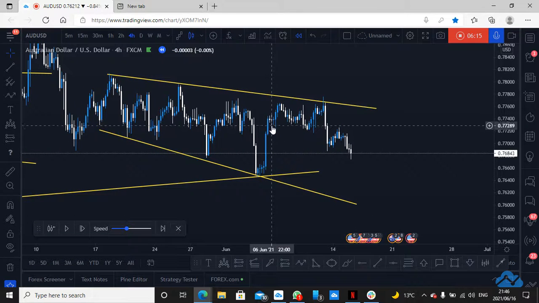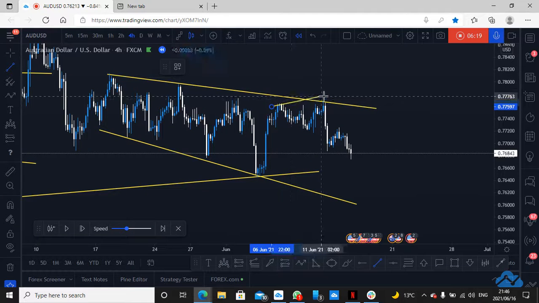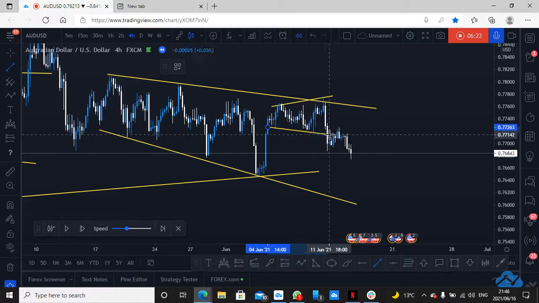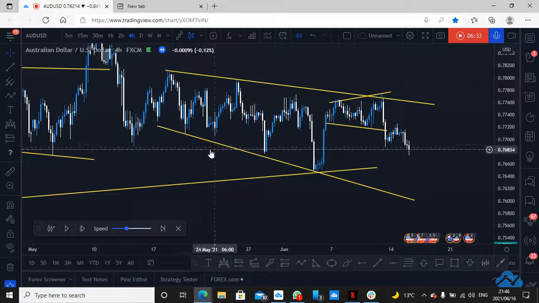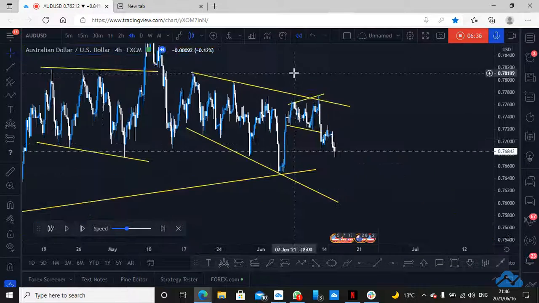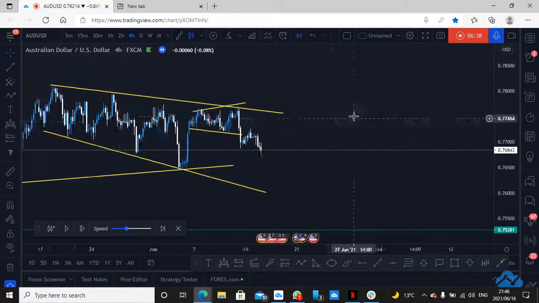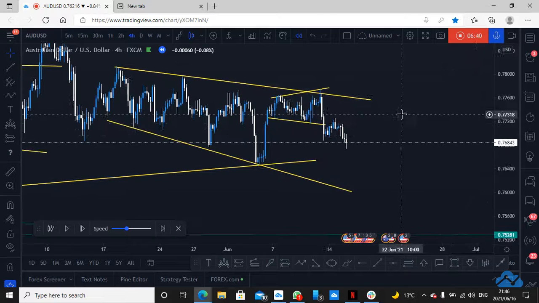Look at this correction, guys. This is another pattern here, another expanding pattern. You already had one, two, three. The third touch always has the highest probability of playing out, right? So you can see, as you even move down, we are finding more structures and more patterns within patterns.